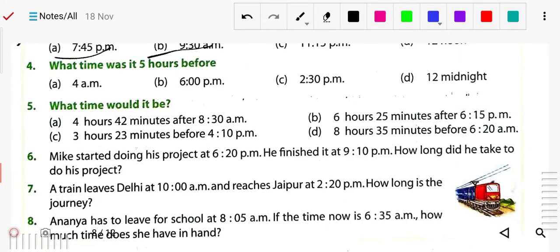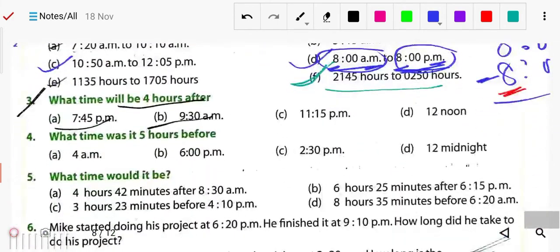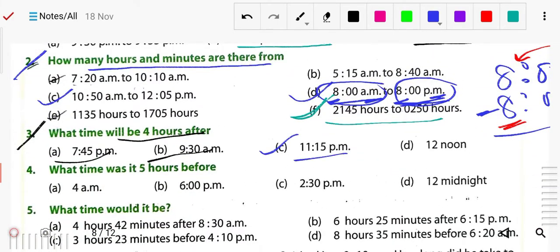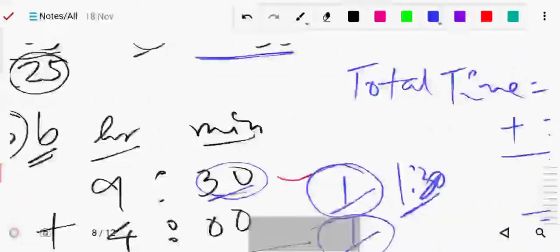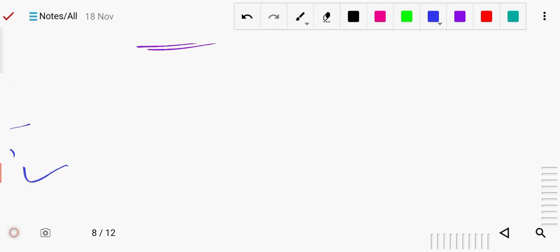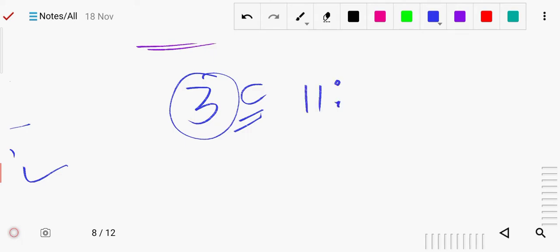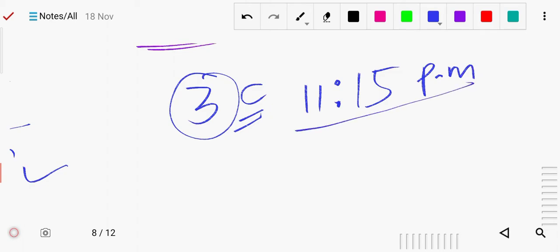Now next you can see next question, one more question you can see from here also. So here is that, see, 11:15 p.m. So after 4 hours you have to calculate. So 11:15, that's the question, same number 3C. Okay, number 3C, which is 11:15 p.m. So 11:15 p.m, 4 hours is needed.